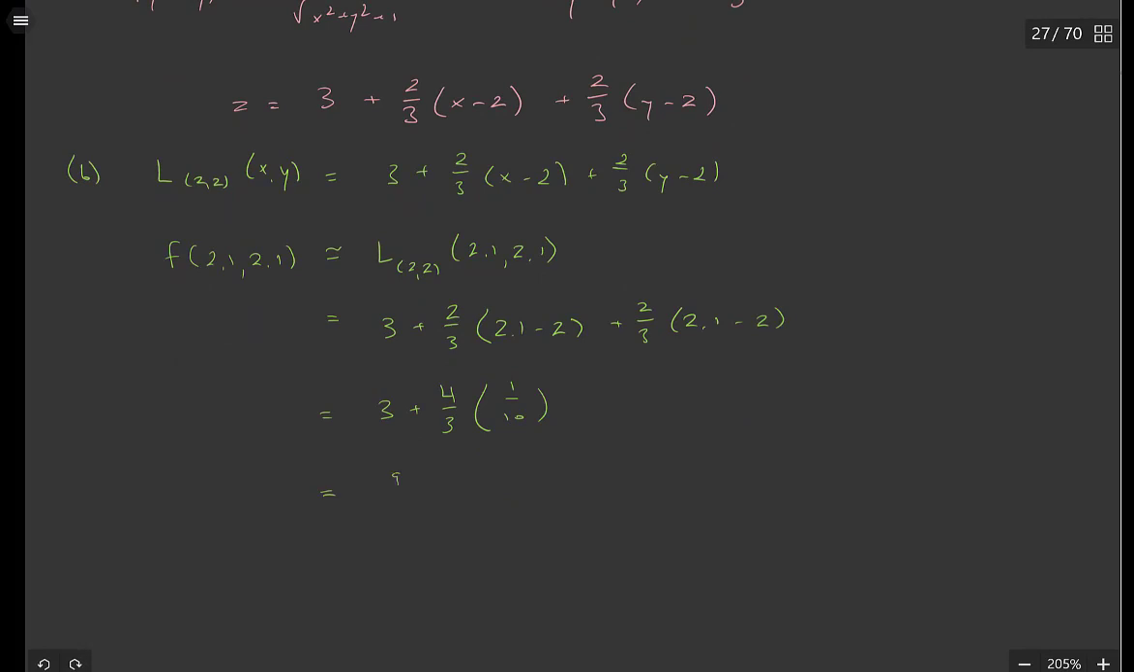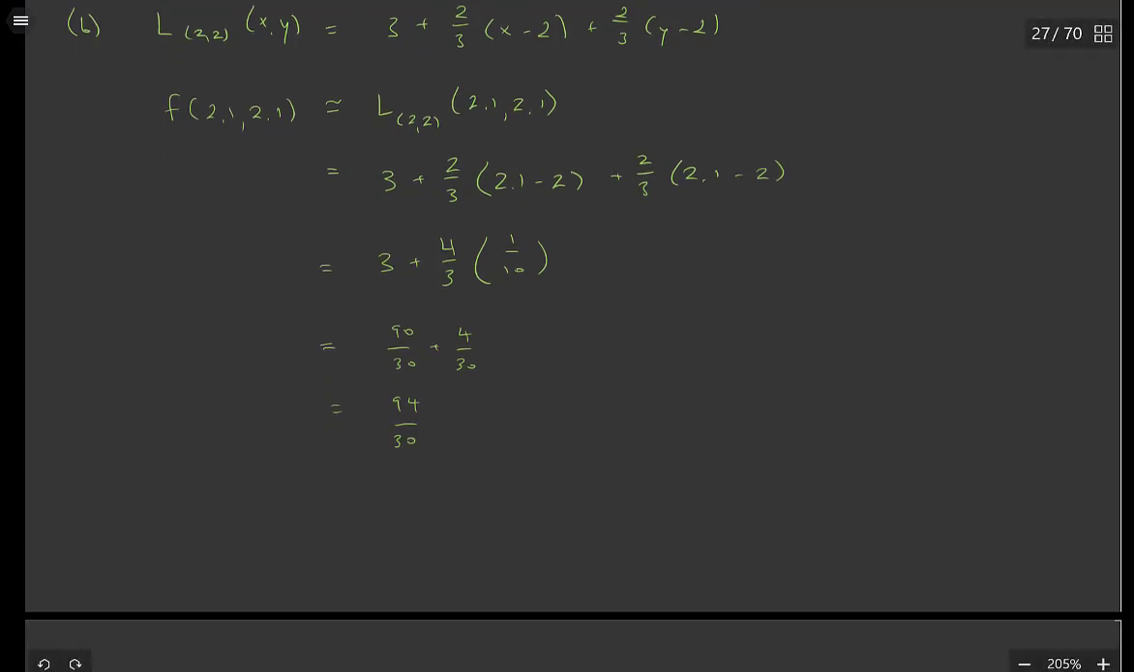And then I can rewrite this as 90 over 30 plus 4 over 30 to get an exact result of 94 over 30. How does this compare to the actual value of the function? Well, we'd have to plug this into our calculator, but f at 2.1, 2.1 is equal to the square root of 2.1 squared plus 2.1 squared plus 1.